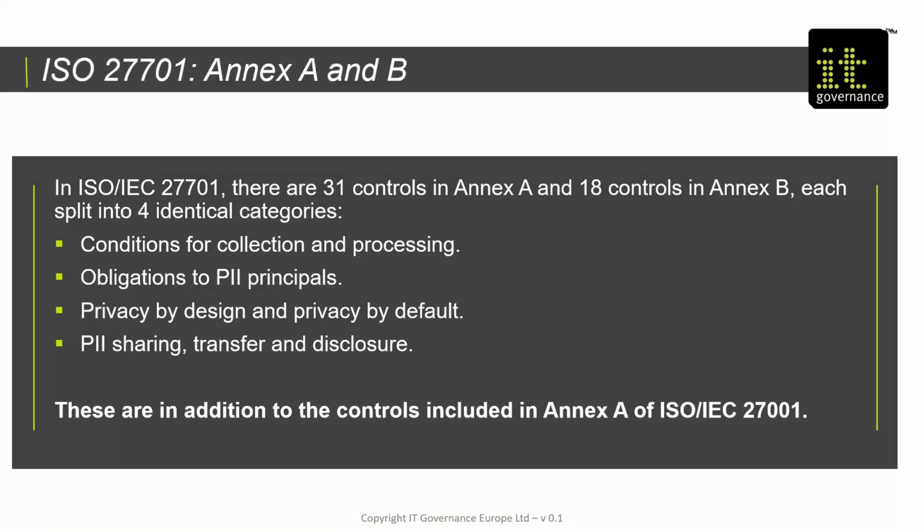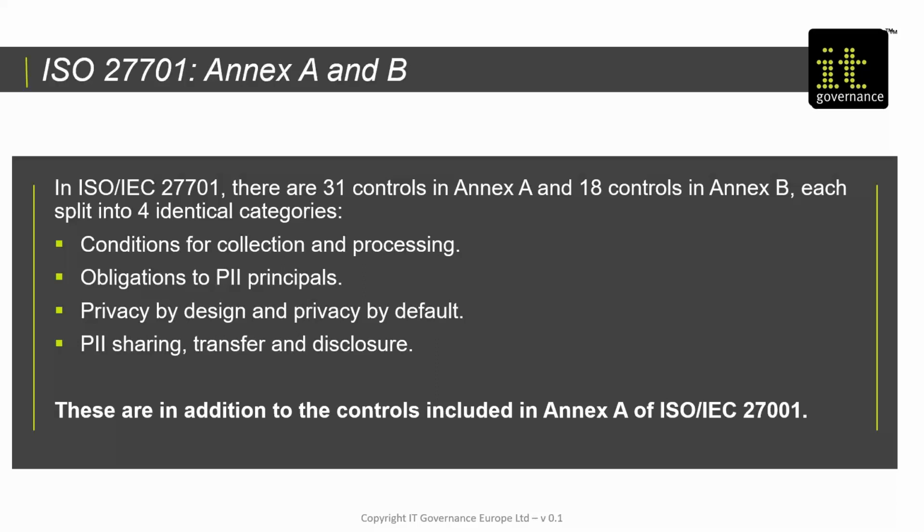I mentioned on an earlier slide that clauses 7 and 8 of the PIMS standard provide additional guidance for PI controllers and PI processors. Well, Annex A of the PIMS standard contains 31 controls for PI controllers, and Annex B of the standard contains 18 controls for PI processors. These controls are separated into the same 4 categories that you see here in the bullet points. So, conditions for collection and processing, obligations to PI principals, privacy by design and privacy by default, and PI sharing, transfer and disclosure.